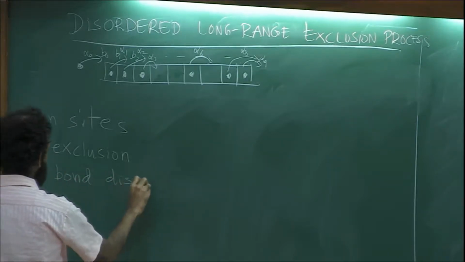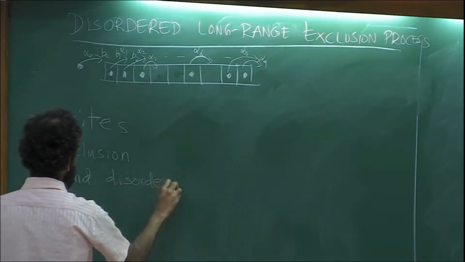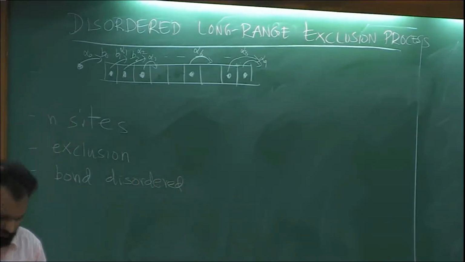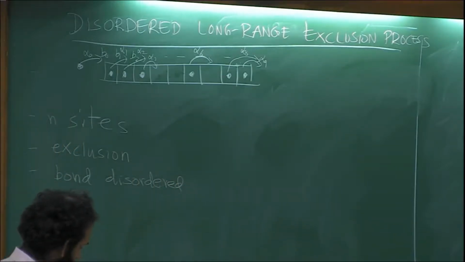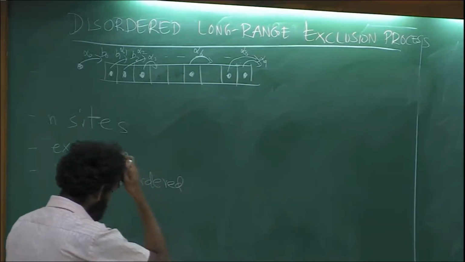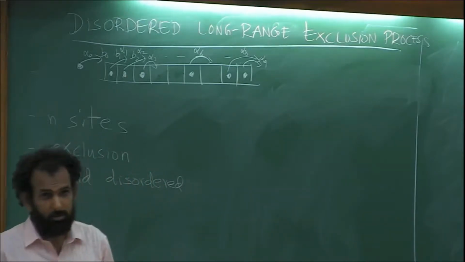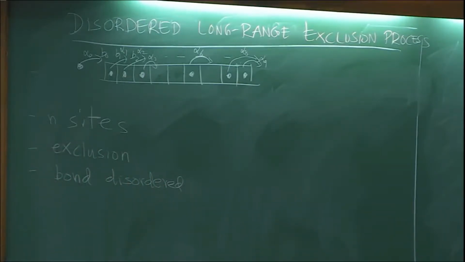So every particle tries to find the first available site to its right. There is both exclusion and bond disorder. The alpha i's are arbitrary. They don't even have to be chosen from any distribution. You can, but you don't have to. The alphas are attached to the bond, if you like. Irrespective of how many sites there are in front, this particle will hop with this rate.